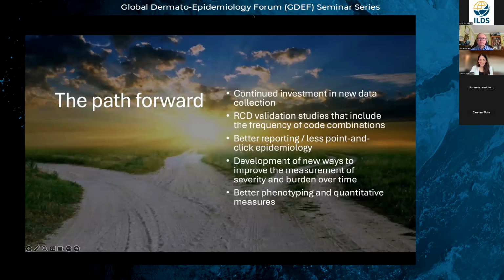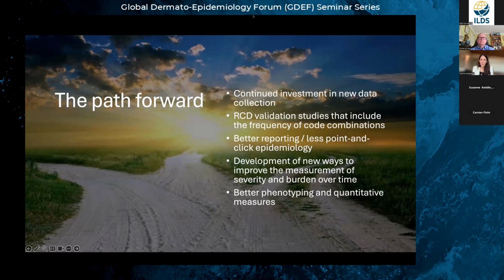So in my humble opinion, as a US-based dermatologist and epidemiologist, I think the path forward is that we need continued investment in new data collection. Although routinely collected data will continue to play an important role, I don't think it's the only thing that will matter going forward. We should still be designing bespoke studies. And when we do use routinely collected or captured data, we have to have validation studies that include the frequency of code combinations so that we can see how the different sensitivity and specificity, the different algorithms, also affect the disease prevalence.